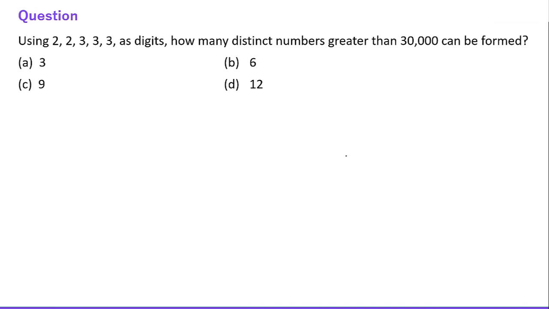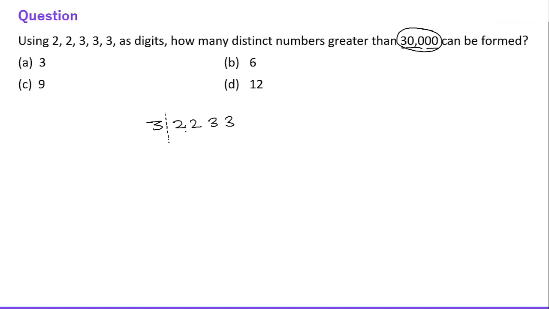Next question is saying, using 2, 2, 3, 3, 3 as digits, how many distinct numbers greater than 30,000 can be formed? Okay, this is a good question. See, everyone, the number you have to form is greater than 30,000. It means this number should start with 3, right? So 3 will be fixed. After that, you have 2 times 2 and 2 times 3, right? Because this number should be greater than 30,000, it has to start with 3.